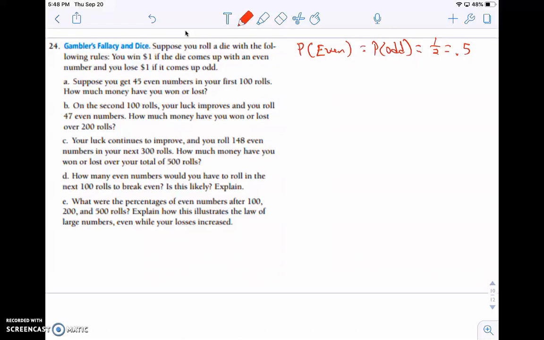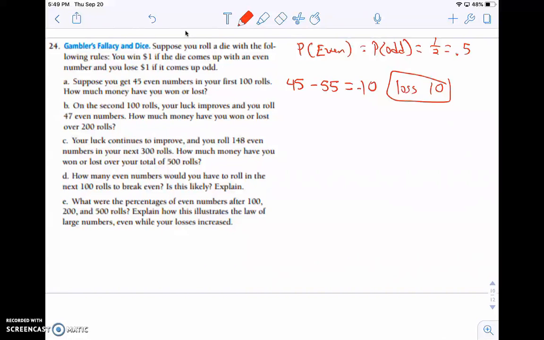So let's suppose that you get 45 even numbers in the first 100 rolls. So you rolled 45 evens, so you win $45, but then that means you lost 55. So you gained 45, but you lost 55. So that would be a loss of $10, so -10 on the first part there. So 45% were even, 55% were odd. That's close to our 50%, but not quite there.